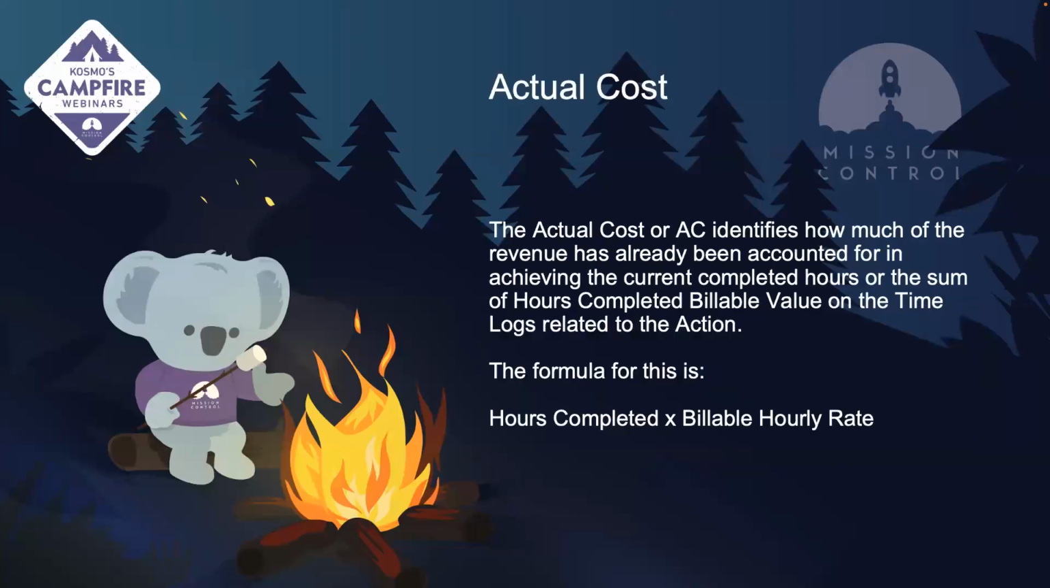And then we'll actually identify the actual cost, the cost of the revenue that has already been accounted for in achieving the current completed hours, or the sum of the completed billable value on the time logs. So the time log information will roll up to your action. So if there's a collection of time logs with hours completed billable value, all of them relating to that action will be evaluated in this formula. So you'll get your hours completed times your billable hourly rate. So this is what's actually occurring based on the rates that we have assigned to the resources or the project in general.